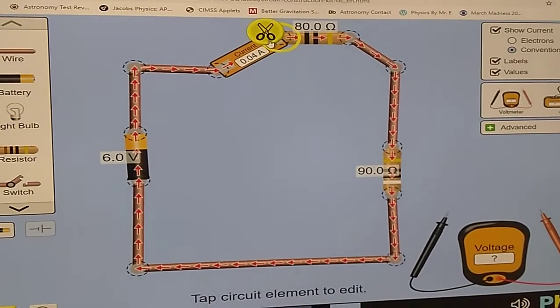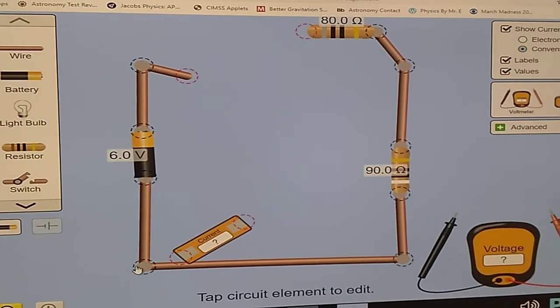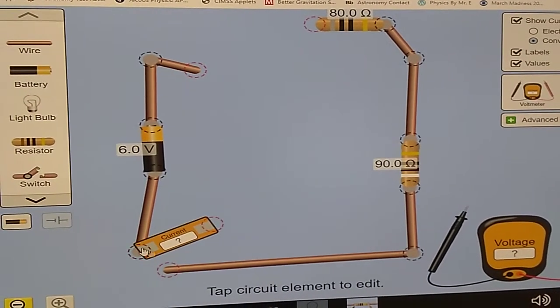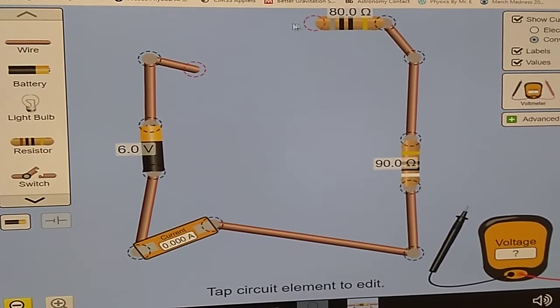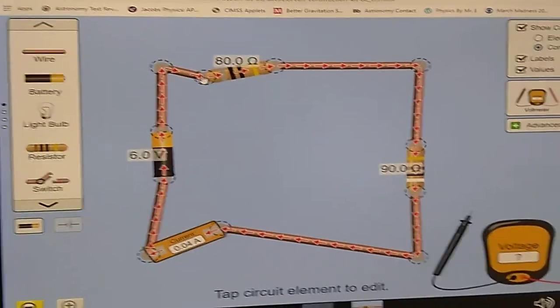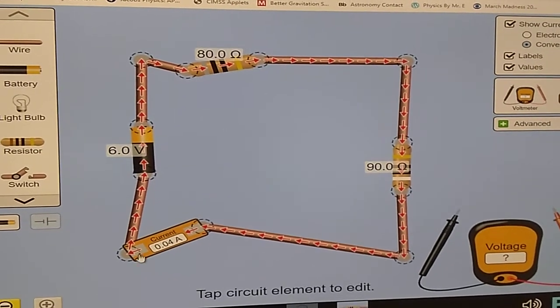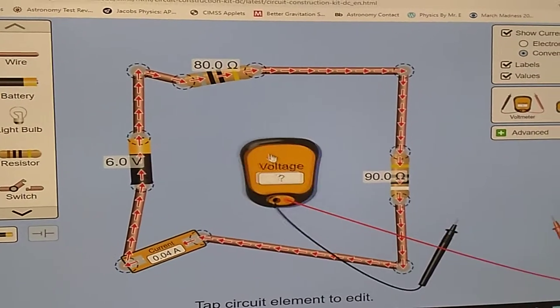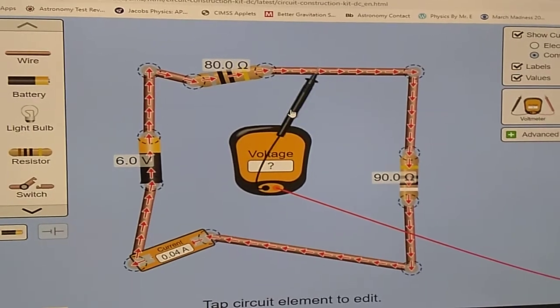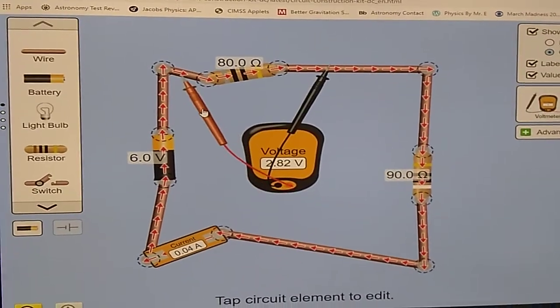I'm going to break this off, and I'm going to connect this at some other point just to prove that the current is the same everywhere. And what do you know? It is. So that's the current. If we want the voltage drop, notice how the ammeter is wired in. It's right in the circuit. The voltmeter is not going to do that. The voltmeter has these little probe arms, and they go around things.